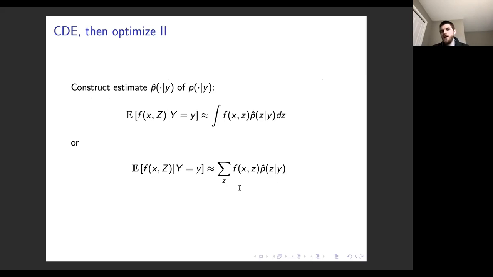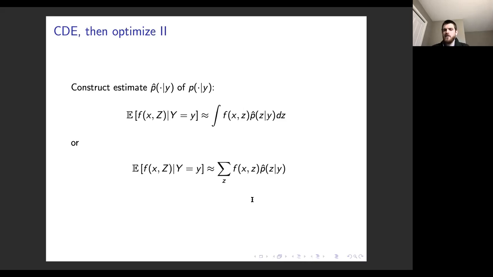So if we build an estimate of our conditional density for a value of the side information, then you can write these expectations as functions that you know. So if your estimate is continuous, you end up with this integral. If your estimate is discrete, you end up with this sum.